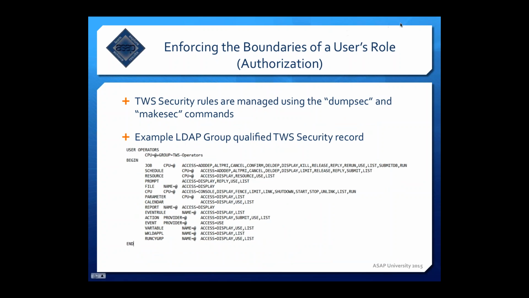So the TWS has an authorization mechanism called the TWS security file. The security file is able to restrict or enable users and groups to access particular objects in the plan and database. The TWS security file is very powerful. We'll talk about some advanced features and other things, but there's a lot of documentation in the IBM development site and the administrative documentation.